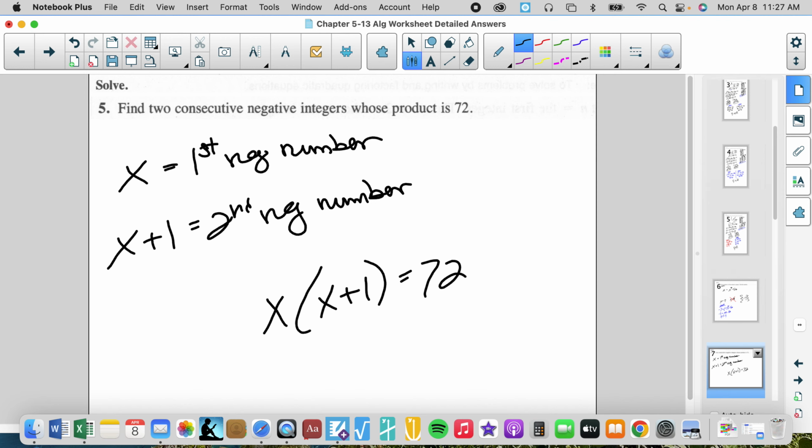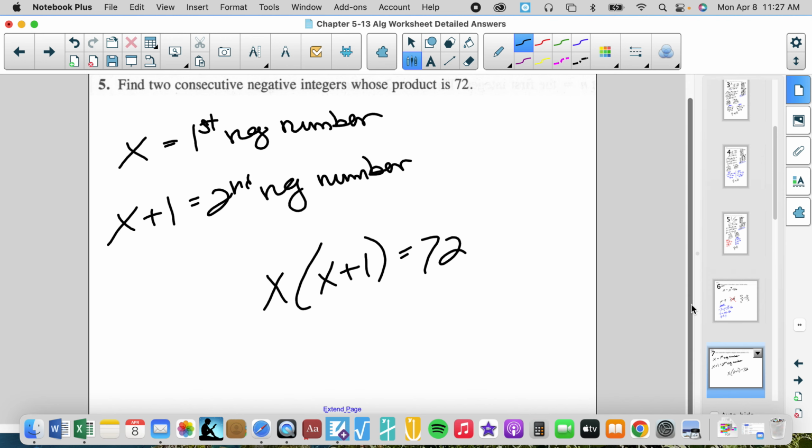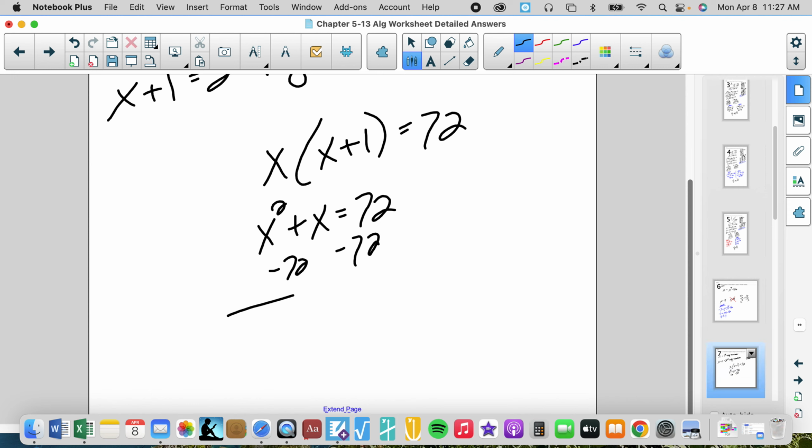So here we're not going to set it equal to 0 because we still have to distribute that. So we have to write it like this. We still have to simplify. Now we can set it equal to 0. So we'll subtract 72, subtract 72. You have x squared plus x minus 72 equals 0.